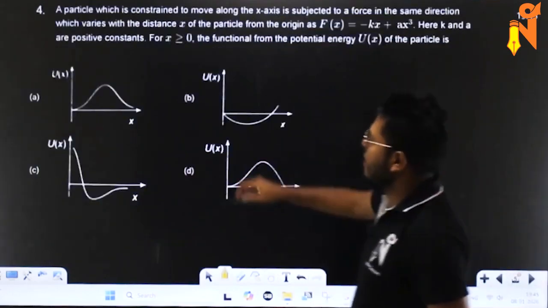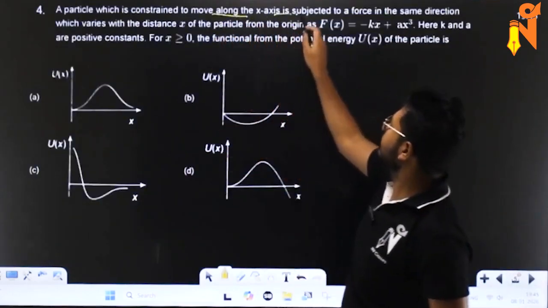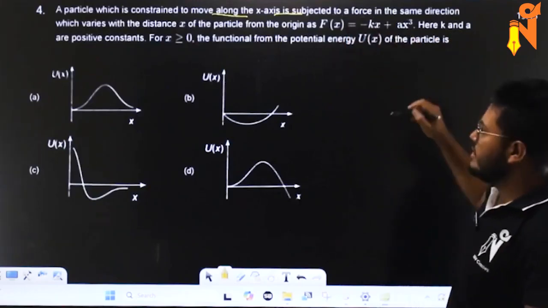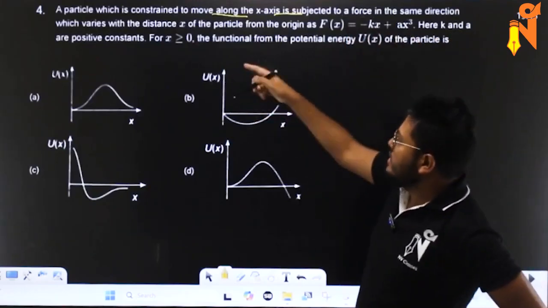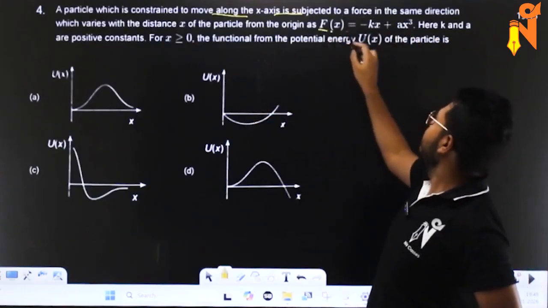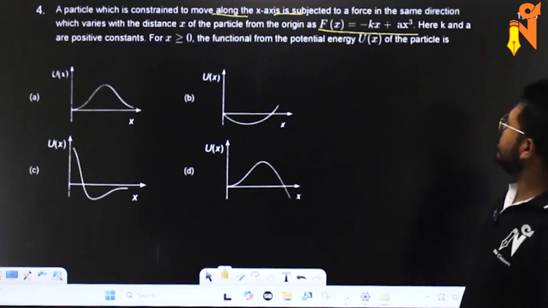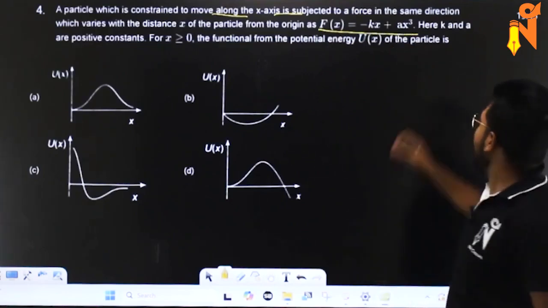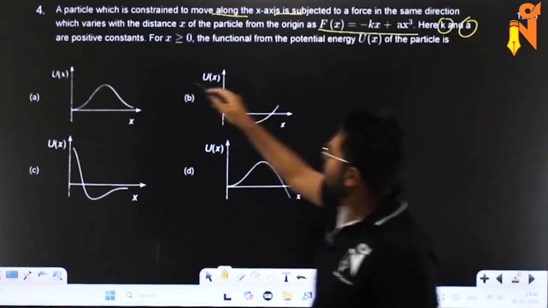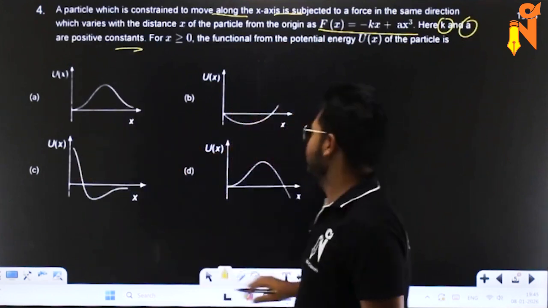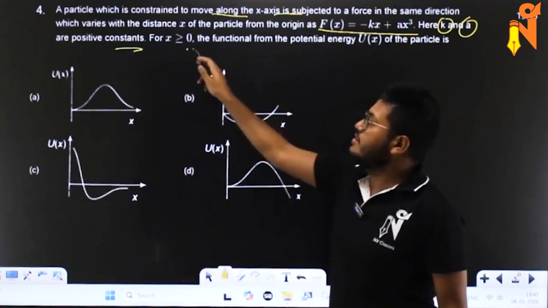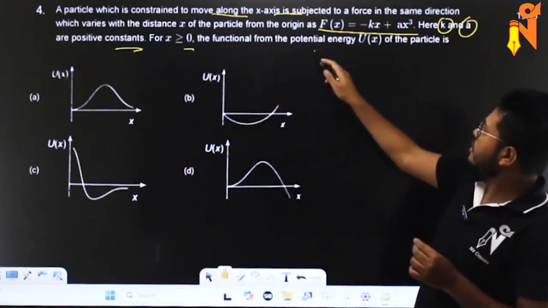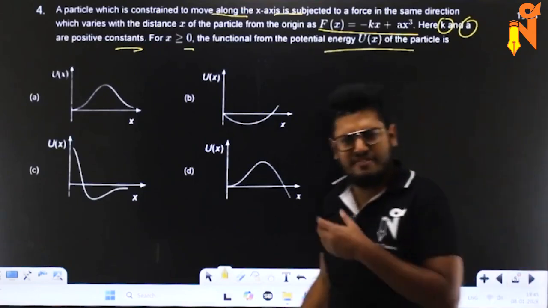They have said a particle which is constrained to move along the x-axis is subjected to a force in the same direction which varies with the distance x of the particle. F(x) is given like this: minus kx plus ax cube, where k and a, these two are positive constants, right? Very much an ideal scenario. Now they are saying for x greater than 0, find the function of the potential energy of the particle. It is a very easy question.